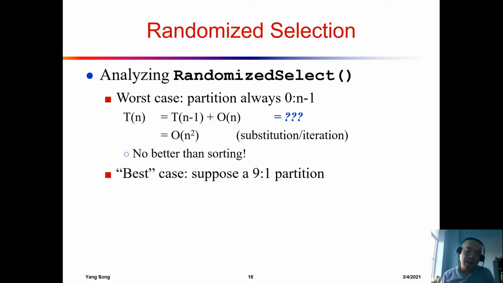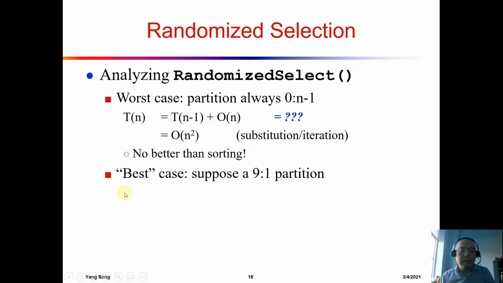And let's consider sorting. If we just want to sort and then find any order statistic we want, what's the cost of a sorting algorithm? We can do n log n sorting, right? So O(n squared) is even worse than n log n sorting. So in the worst case, the randomized selection algorithm will be even worse than a sorting algorithm, no matter which order statistic we are looking for.